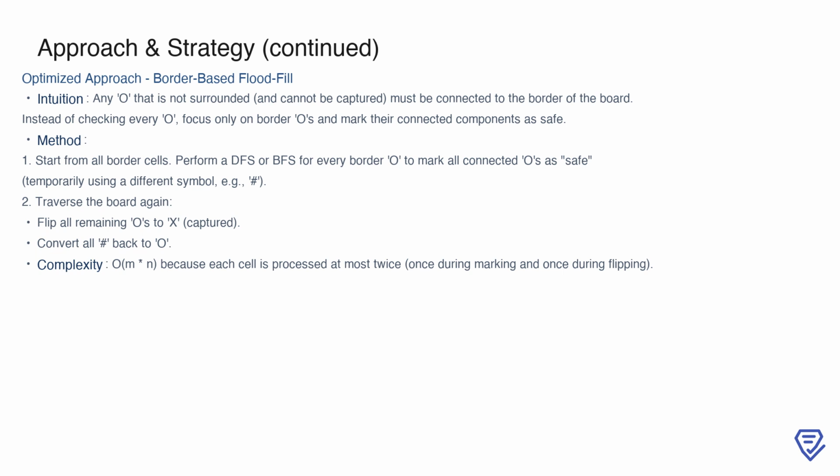From these border cells, we perform a DFS or BFS to mark all connected O's as safe, using a temporary symbol like hashtag. After marking the border connected O's, we traverse the board again. Any O not marked as safe is flipped to X, while the temporarily marked hashtag cells are reverted back to O. This method is much more efficient because each cell is processed at most twice, once during the marking phase and once during the flipping phase, resulting in a time complexity of O(m*n).